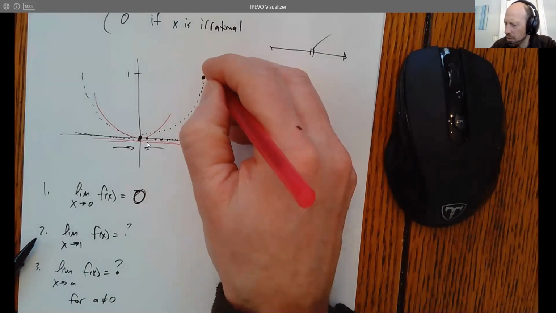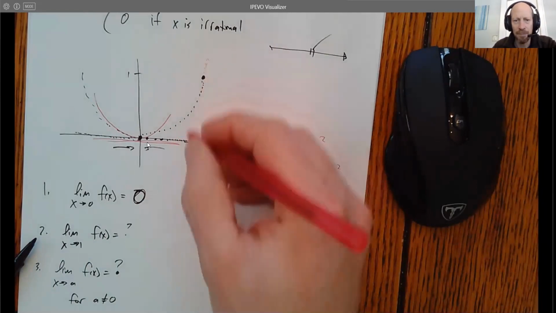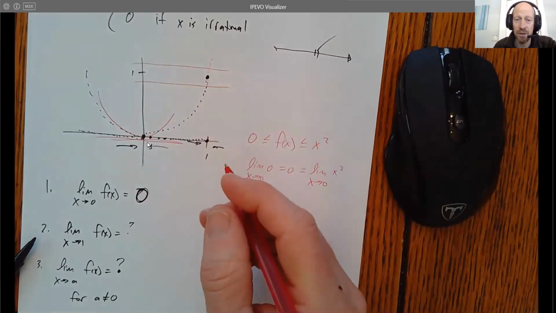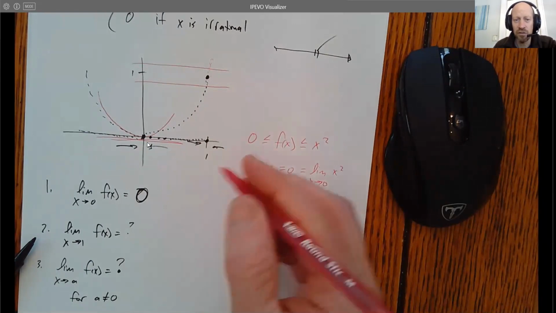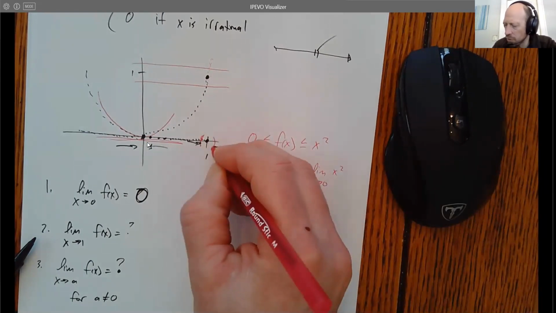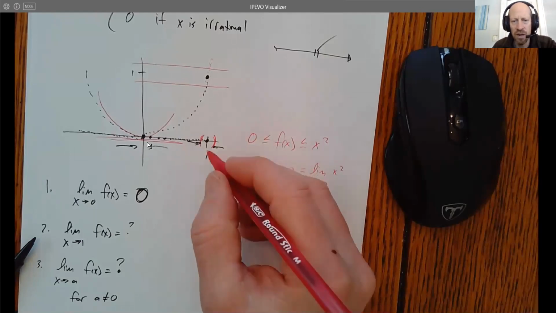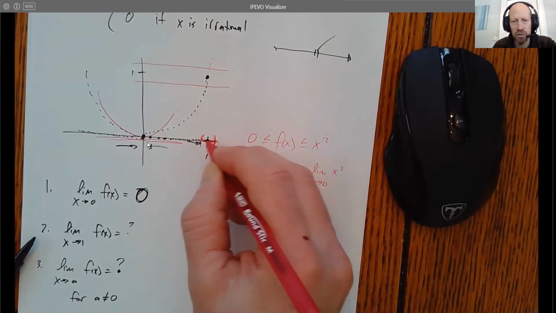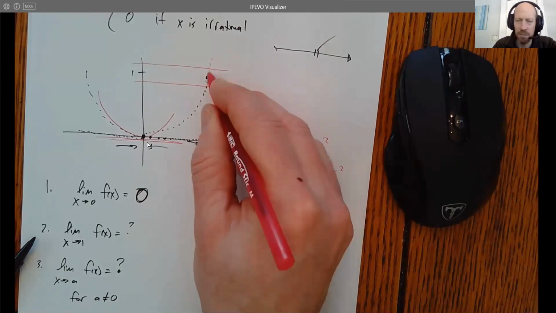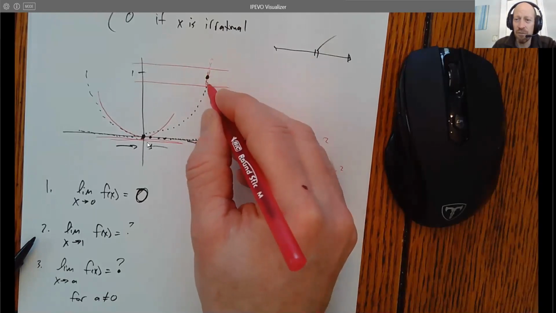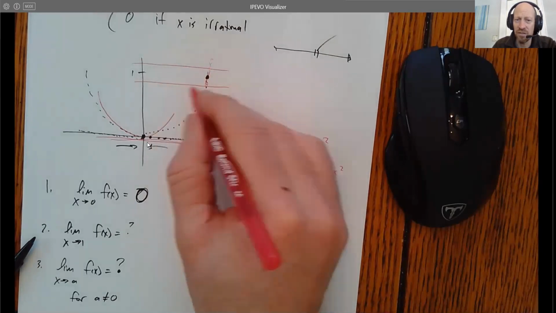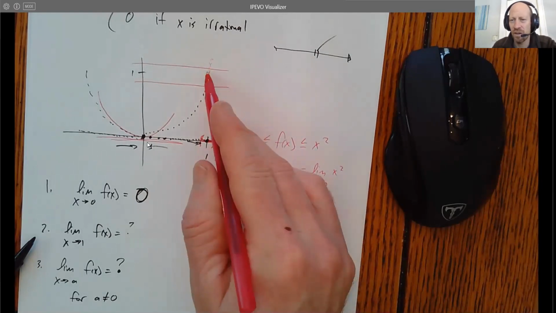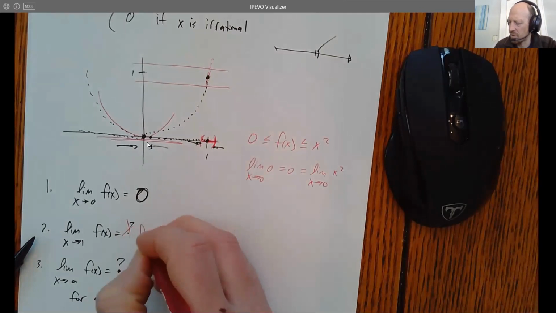The problem here is that if you think about your delta epsilon, if someone gives you a little target around 1, let's say you think the limit is 1, no matter how small you pick your interval around 1, you're going to get some irrational numbers that are going to fall down at 0. And you're going to get some rational numbers that are going to fall up here. So you cannot force the function to be inside of this target no matter how small you pick your delta. You cannot find a delta for this particular epsilon. So this limit does not exist.